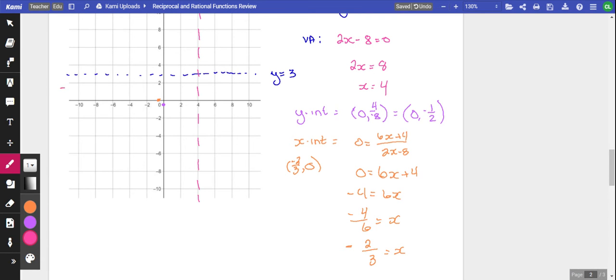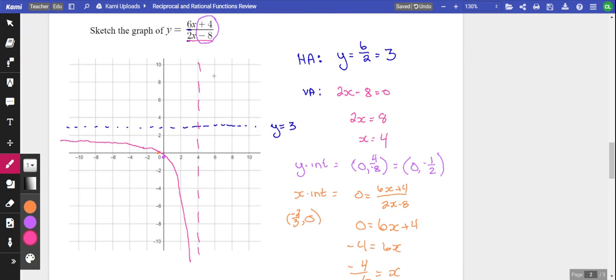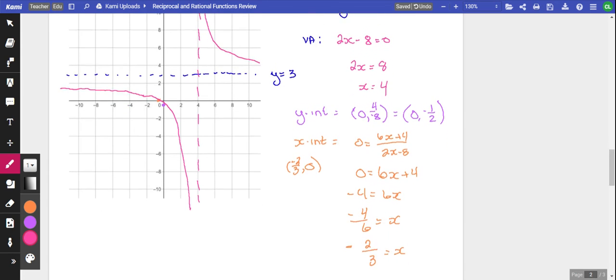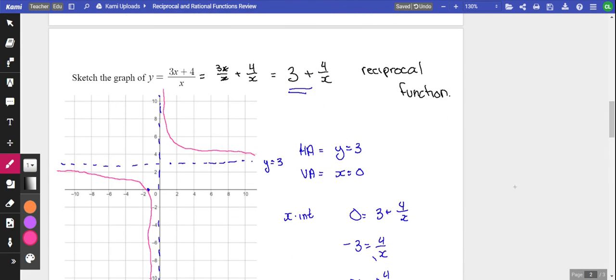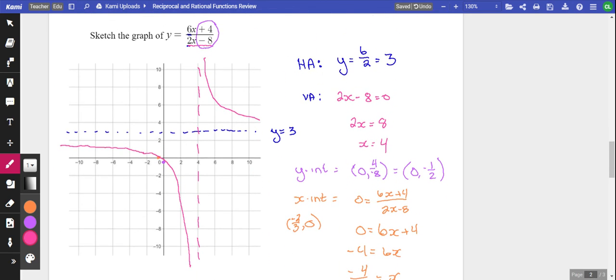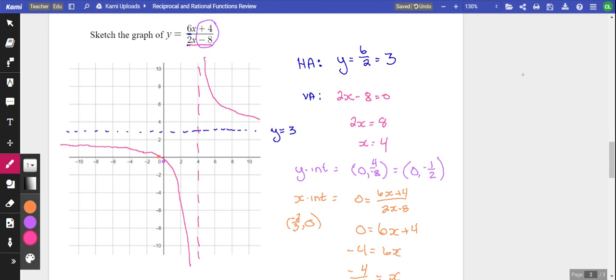It's going to start up here, but kind of by that asymptote, go through these two intercepts, and then come down here. And then we need to go to the other side and create that other hyperbolic curve. There you go. Two examples, one of a kind of reciprocal function and one of a rational function. Hope this helps.